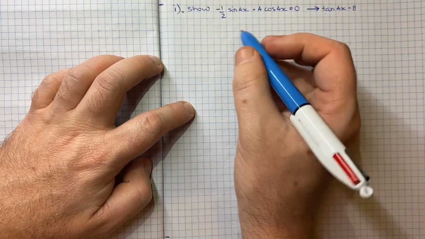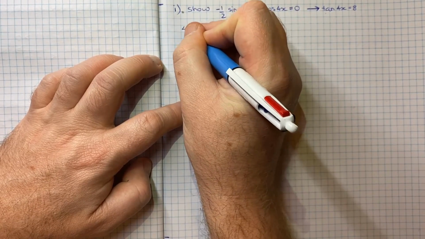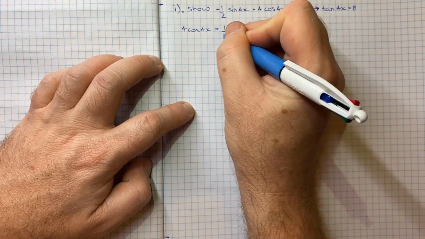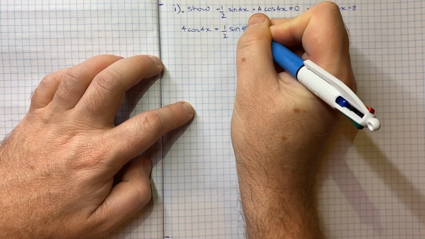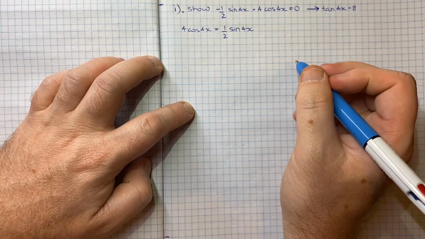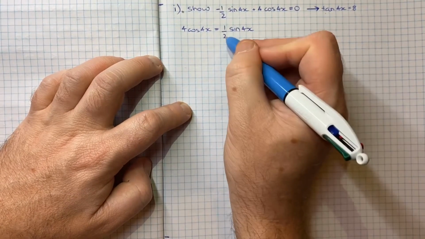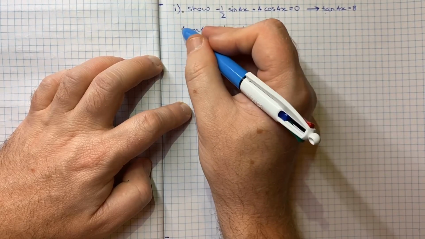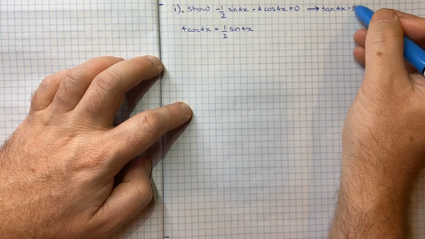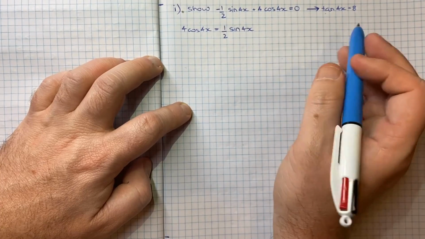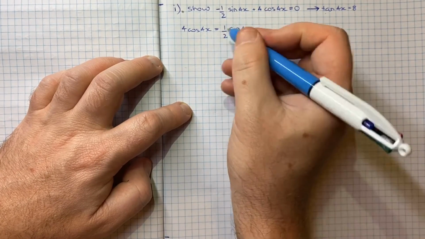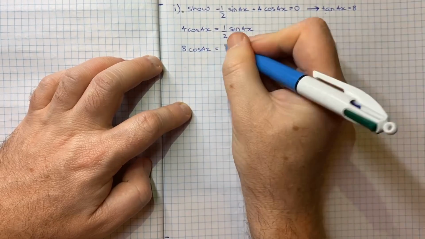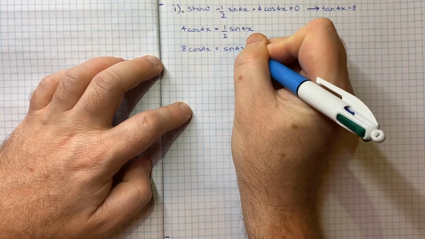So let's do that. We'll start by saying 4 cos 4x will be equal to a half sin 4x. Now I think the next thing to do is to multiply up this 2, because then we're going to end up with an 8 over here. And I notice there's an 8 in the solution, so that's moving us in the right direction. So let's do that. We'll get 8 cos 4x is equal to sin 4x.